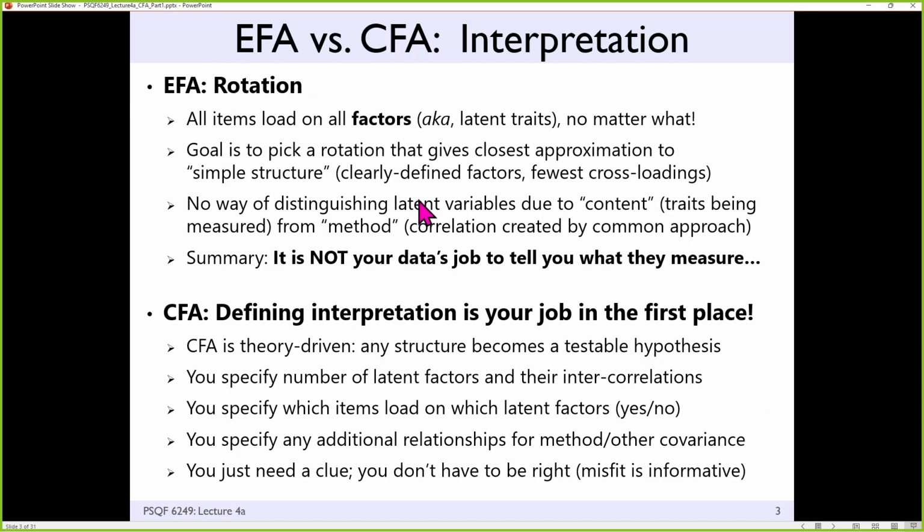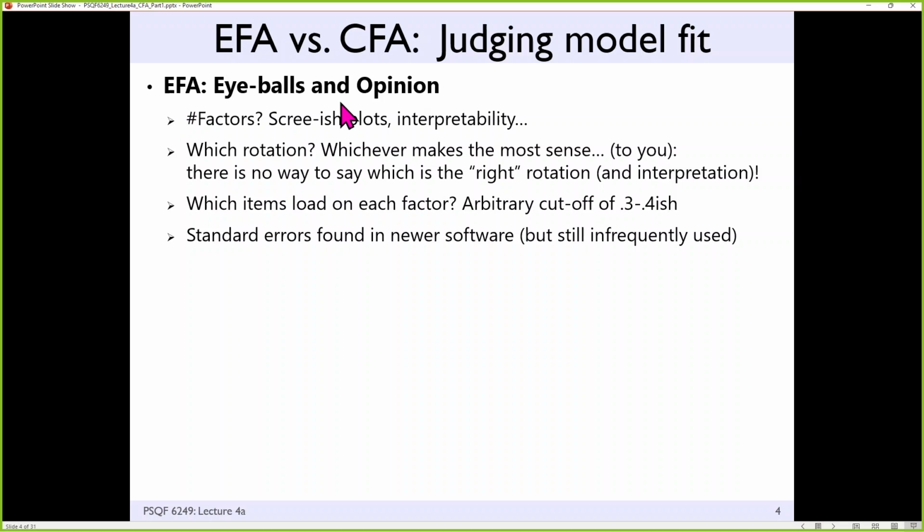EFA, though, is completely exploratory. Everything loads on everything, and reasonable people would come to different opinions as to what the right answer is. That's my problem with it. How many factors and whether the model fits is not a thing. In EFA, if you use maximum likelihood estimation, it could be a thing, but most cases do not do that. They look at things like scree plots, interpretability, and arbitrary cutoffs as to standardized loadings of 0.3 or 0.4.